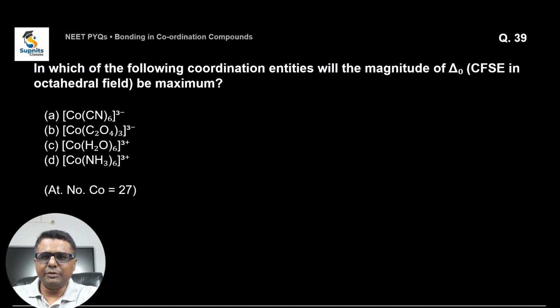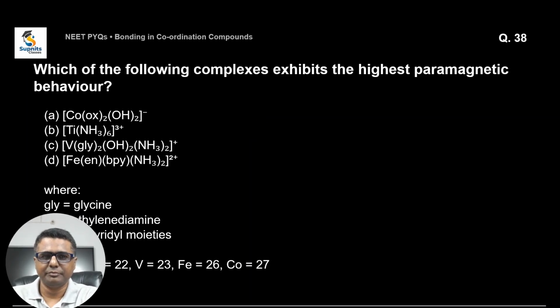Which of them will give the magnitude of delta 0 to be maximum? See, magnitude of delta 0 to be maximum will be in case of the strongest ligand. So strongest ligand over here is this one. Again, the question is based on very simple application of spectrochemical series. So spectrochemical series is very important. Which gives highest paramagnetic character? So this one is good. This one is really good question.